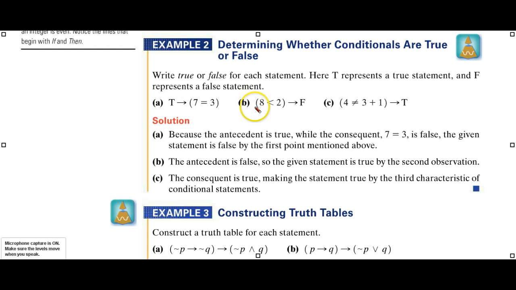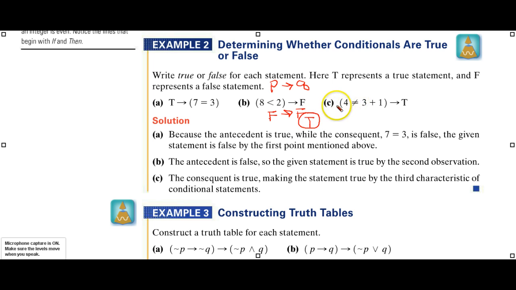So in example B, as we look at our P statement here, 8 is less than 2. Is that true? No, that's false. And our Q statement is false. So we have false yields false. And if we look at our truth table for the conditional, this then is a true statement.